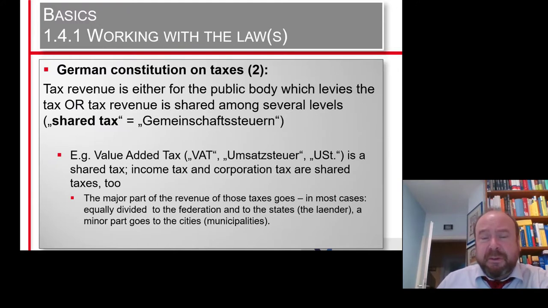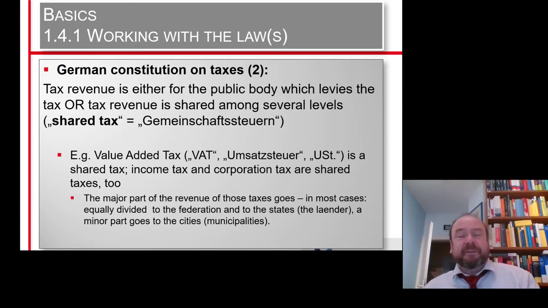The Constitution also says that tax revenue is either for the body which invented and levies the tax, or that the tax revenue must be shared with other levels of the federation. That is then a so-called shared tax or Gemeinschaftssteuer. For example, the very important value-added tax, the tax on the turnover of the business owner, is such a shared tax. The income and corporation tax are also shared taxes.